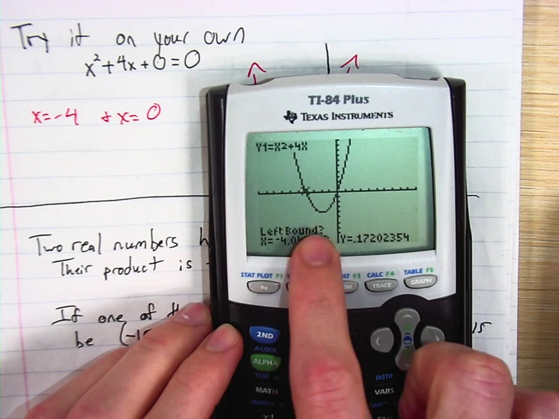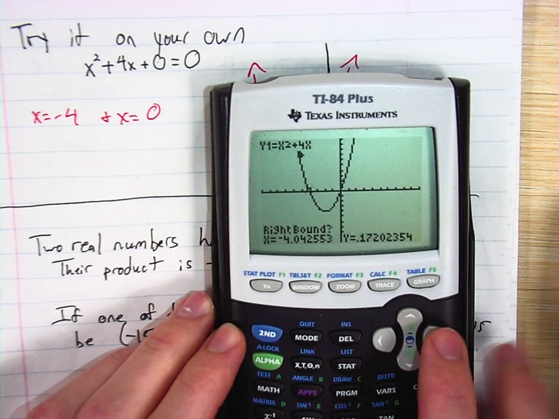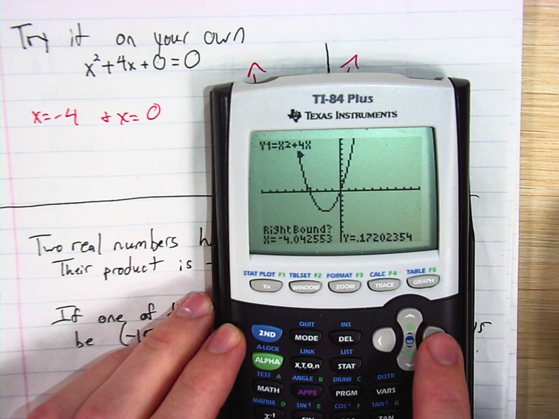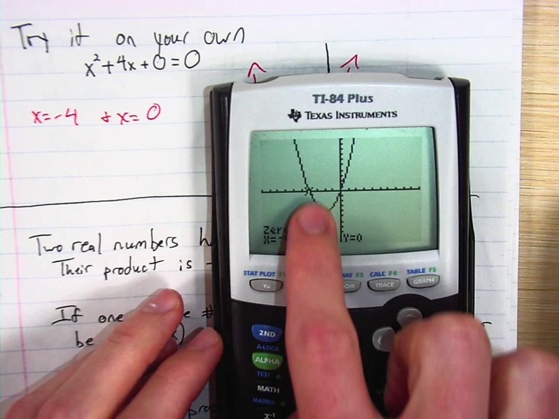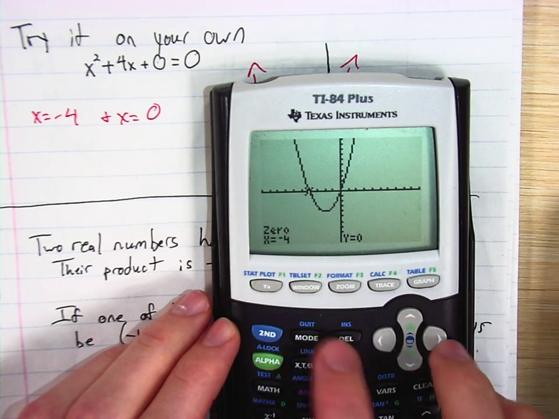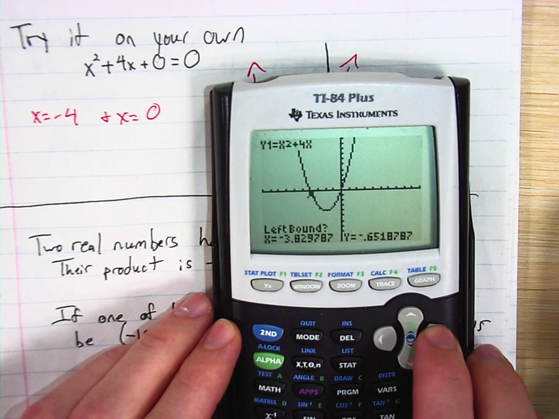And then for the left bound, I hit left 3 times, enter, back down to the spot. Right bound, I press right 3 times, 1, 2, 3, enter. Back to our spot for our guess, and it crosses at -4. We'll go through that same process again over here on this side.